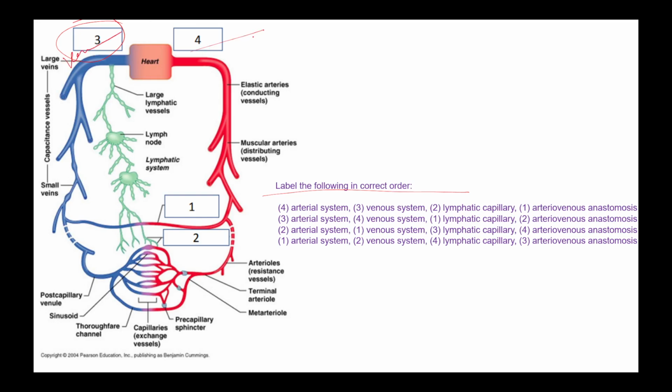And the fourth one is the arterial system. So this is the venous system, and this is the arterial system. The second one here is the lymphatic capillary, where the plasma exchange between the blood capillaries and the lymphatic capillaries takes place, which constitutes our extracellular fluid. And the first one is the arteriovenous anastomosis. So that will be the correct one.